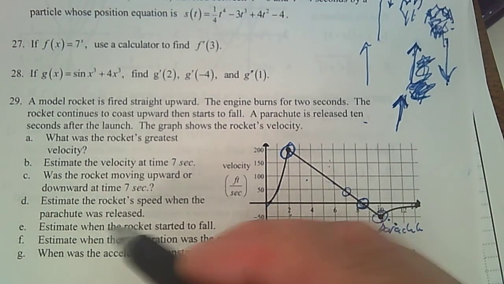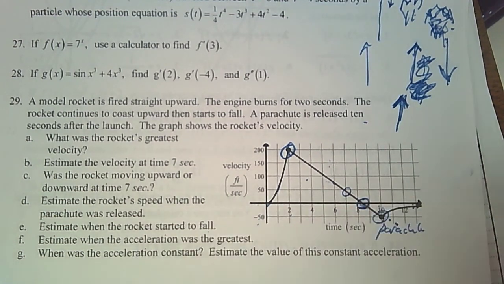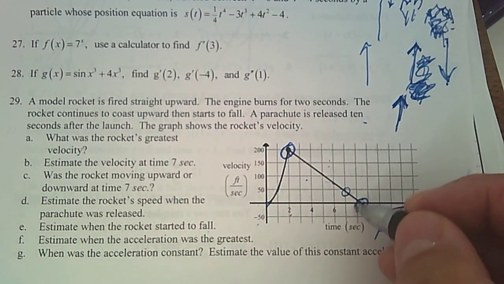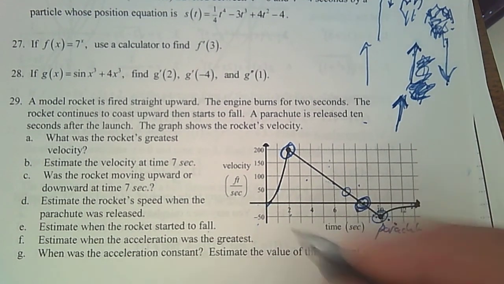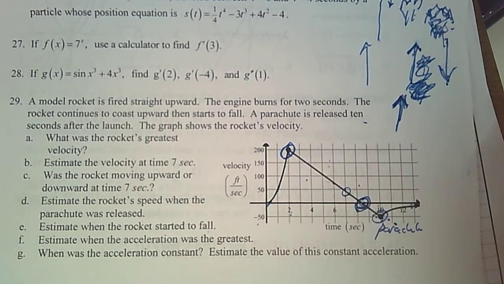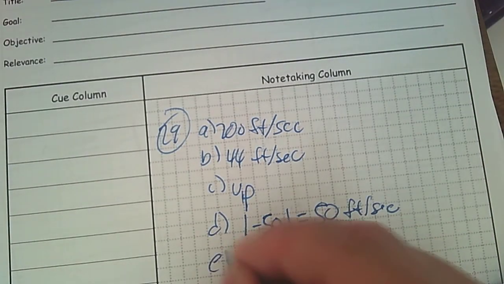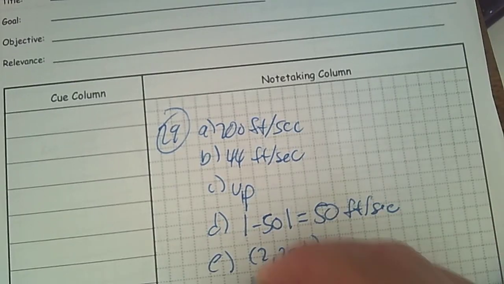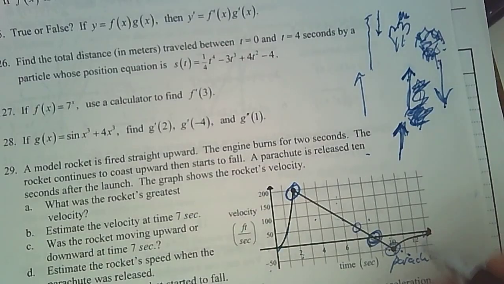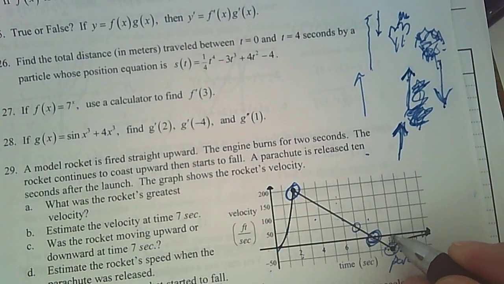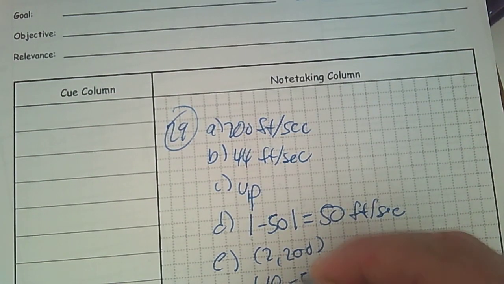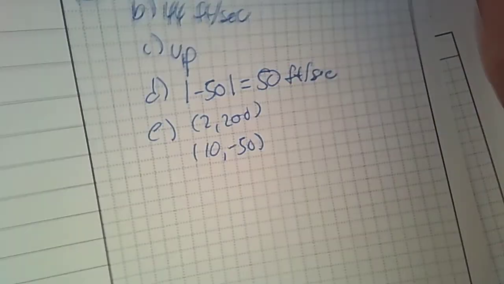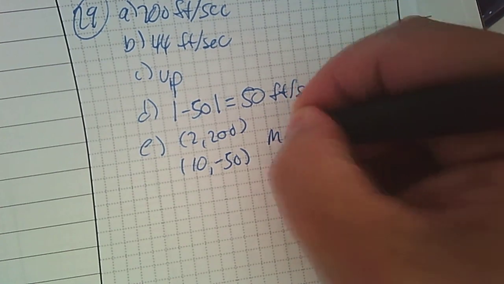E, estimate when the rocket started to fall. So when the rocket started to fall is right here, where instead of above, it's below. So I need 2 points, 2 and 200, and the other one, I need a point down here, which is at like 10 and -50. That made a line.